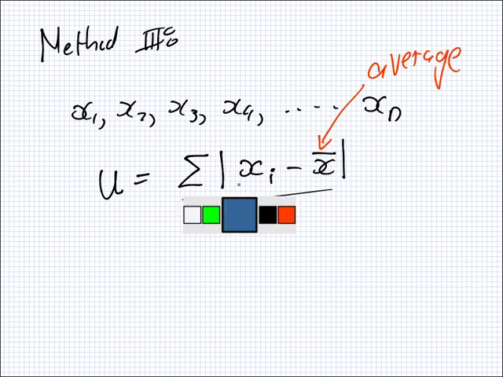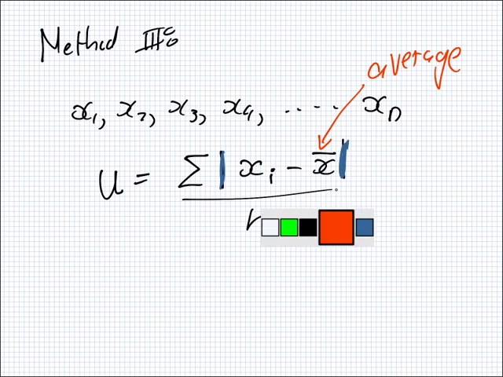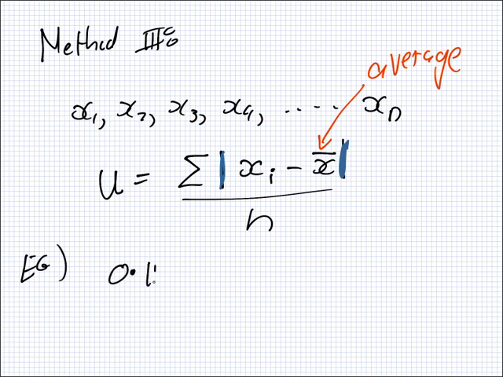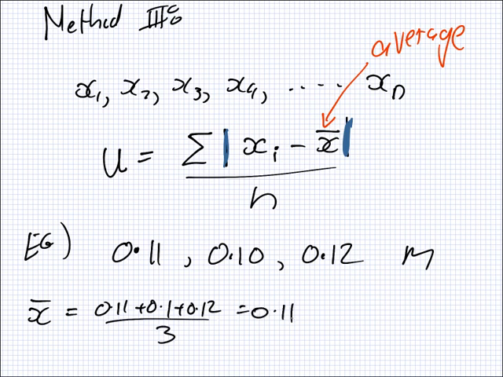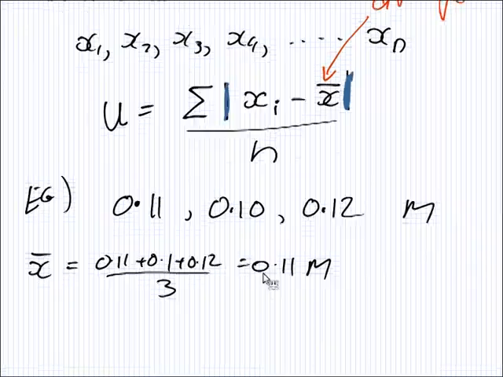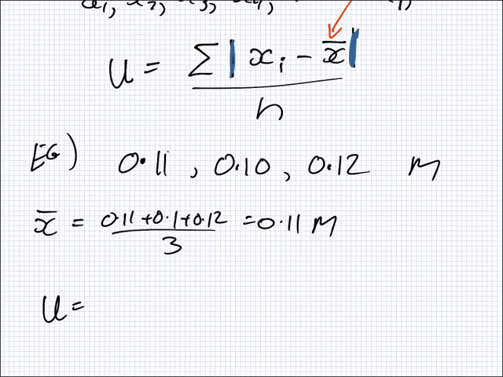Okay. And does anybody know what these bars mean? Positive only. Yeah, good. So let's take an example. Suppose I have 3 numbers. Let's say 0.11, 0.10, 0.12 meters, and I want the values here. What's the average? The average is 0.11 plus 0.1 plus 0.12 over 3, which is 0.11 meters.